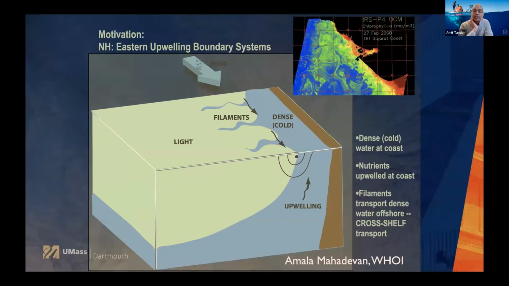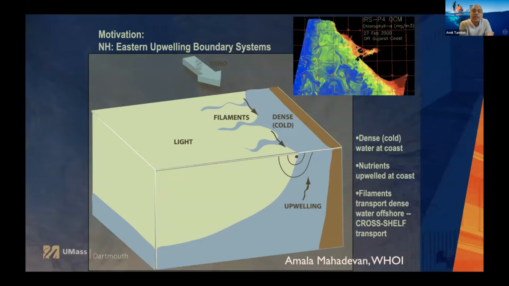So here is another example. Again, this is off of Gujarat coast. So this would be very familiar to my colleagues who are attending from India. This is a typical eastern boundary upwelling system in the northern hemisphere. So the cyclonic rate of rotation of the Earth is going to be anti-clockwise. This is a slide from my colleague Amala Mahadevan at Woods Hole.